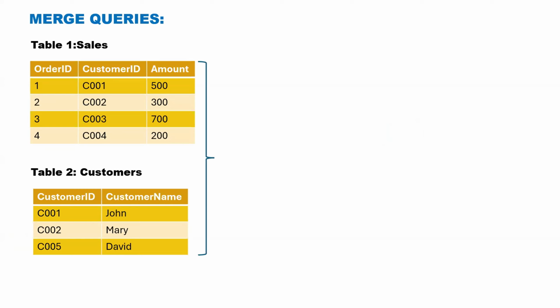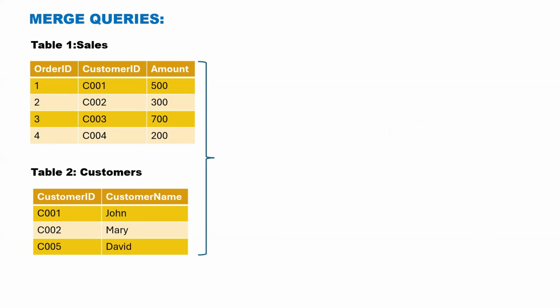Merge queries are used when we want to join tables horizontally, that is, to add more columns based on a matching field. In other words, we bring related columns from one table into another. It's similar to performing a join operation in SQL.